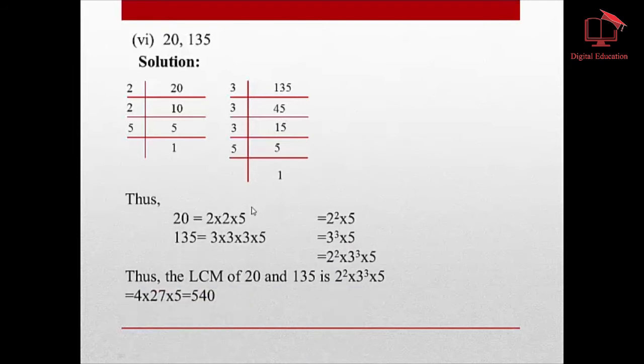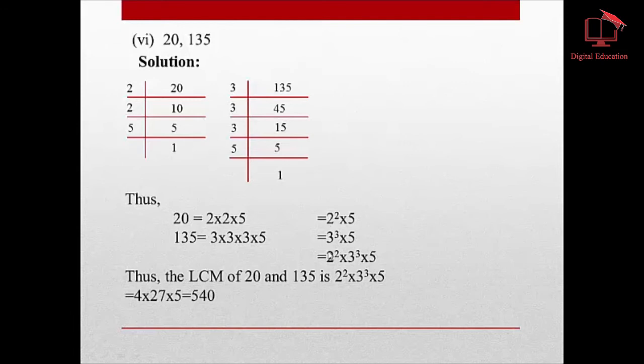Now we will write in the index notation. Now 20 has the factors 2 multiplied by 2 and multiplied by 5. We will write in this form: 2 power 2 multiplied by 5. 135 is equal to 3 multiplied by 3 multiplied by 3 and multiplied by 5. Now 3 is the base and that is the same. Now the power is added 3 times.